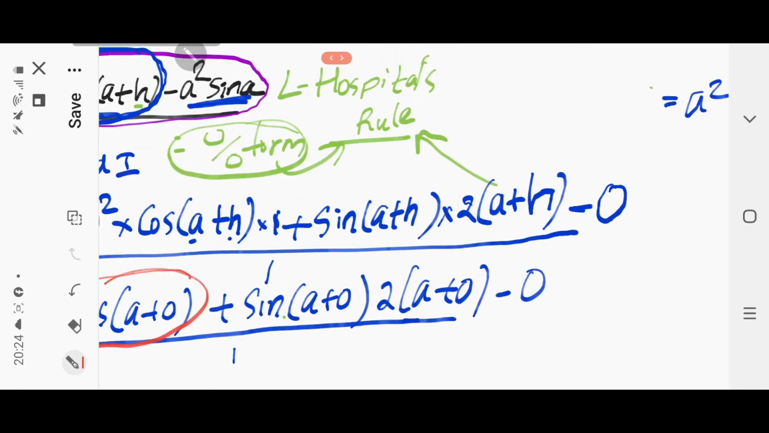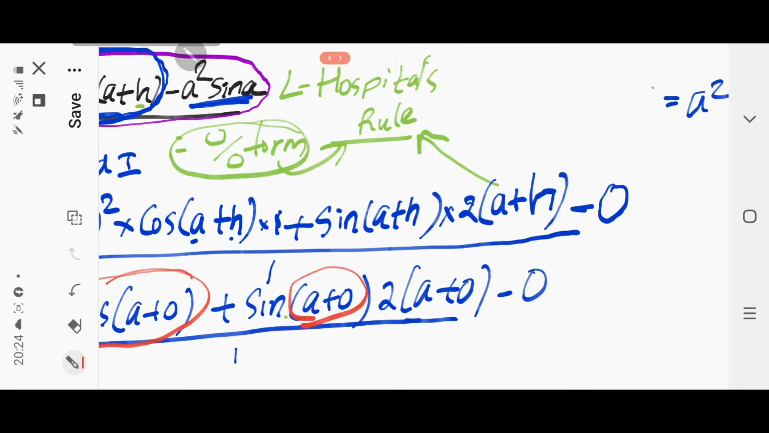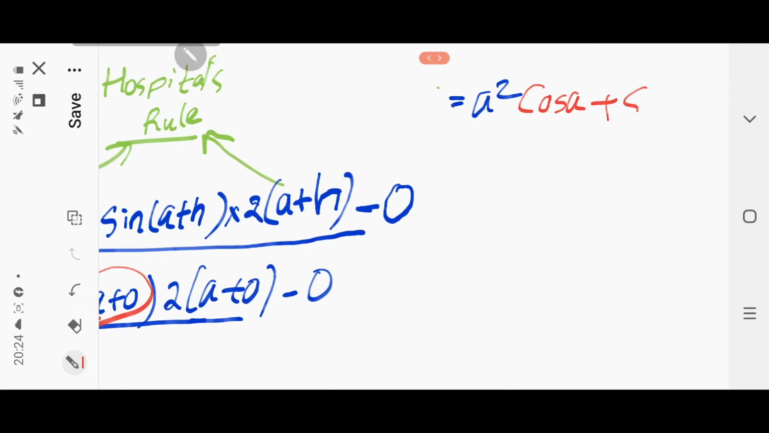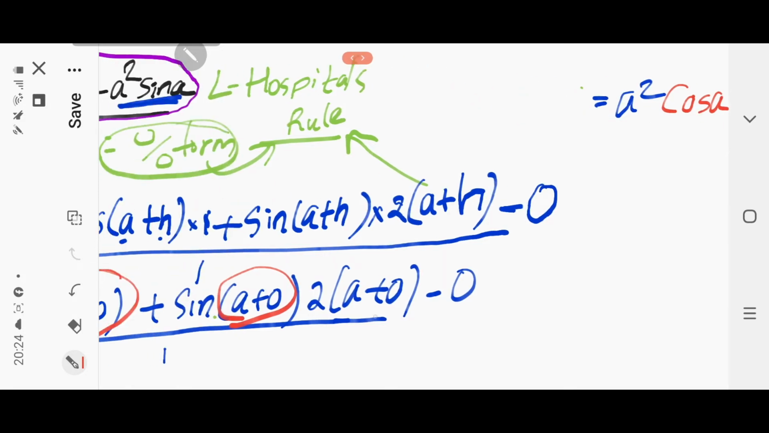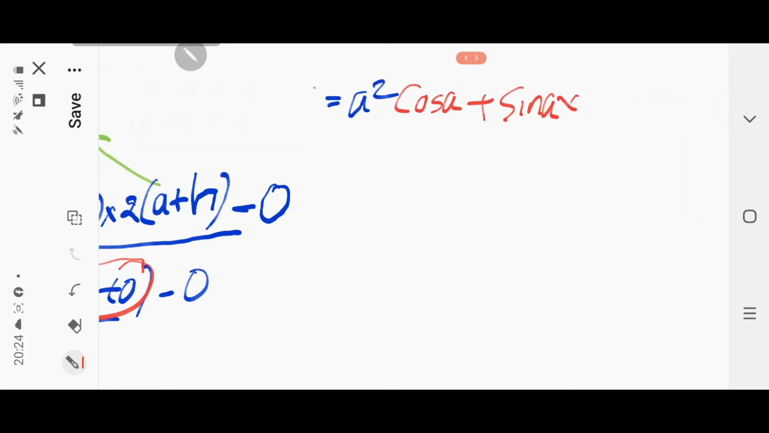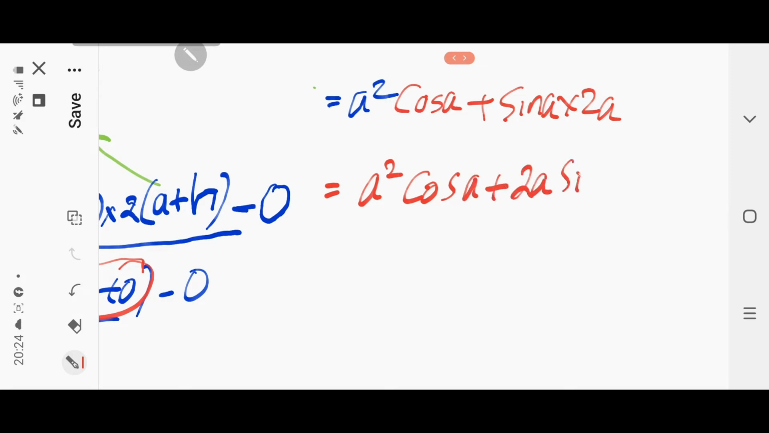Again plus. Again, what is here? Sine of (a plus 0). A plus 0 is a. That means sine a. Right? Here it is a plus 0. It is a. 2 into a. It is 2a. Therefore the answer here is a square cos a plus 2a sine a. 2a sine a is the answer.